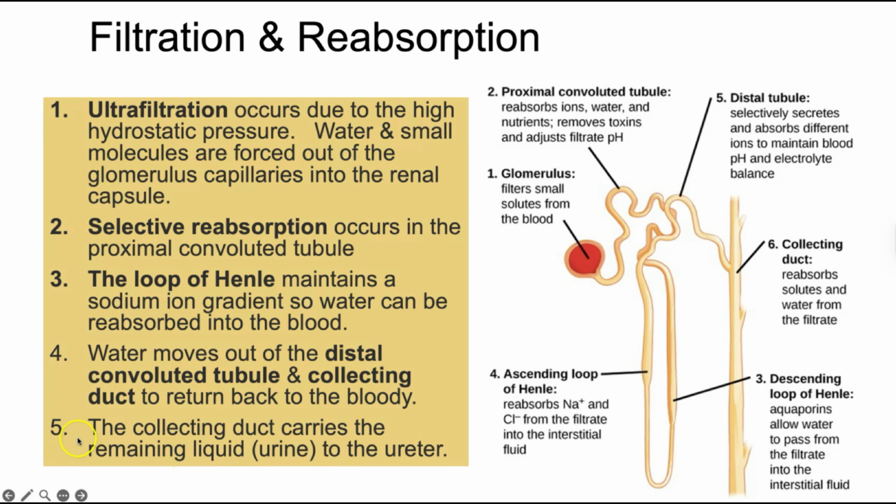So the key stages, which we will go through each in more detail, we have ultrafiltration first, and that occurs due to high hydrostatic pressure. That will force out from the blood water and small molecules like glucose. And that gets forced from the glomerulus capillaries into this renal capsule. Then in the proximal convoluted tubule, we have selective reabsorption occurring. And that is where we're going to have all the glucose and some water being reabsorbed. Then we've got the loop of Henle, and this maintains a sodium ion gradient, so water can be reabsorbed into the blood.